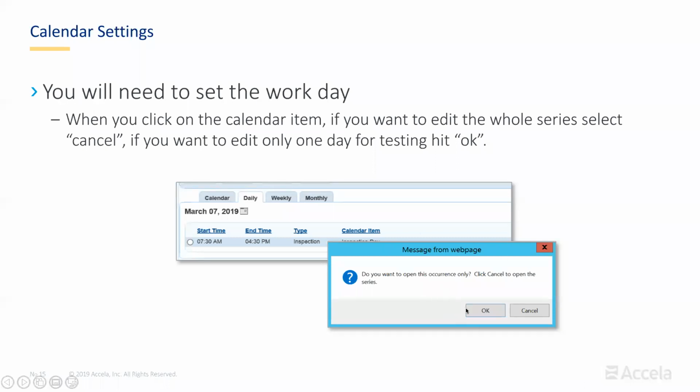Because if you click OK, you're only going to edit for March 7th, 2019 in this case. If I click cancel, it's going to edit for the whole series. So if I make a change on this calendar, it will be for everything here into the future. I just wanted to point that out because a lot of times, people are clicking OK and they're only changing it for one day. And they don't understand why when they go click something in the future, it's not showing up properly.